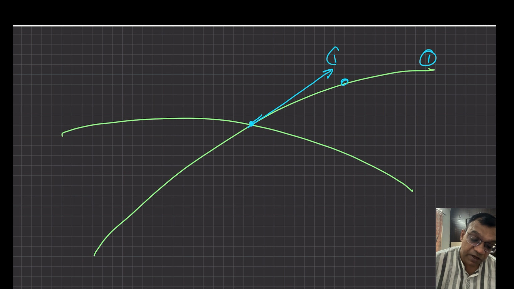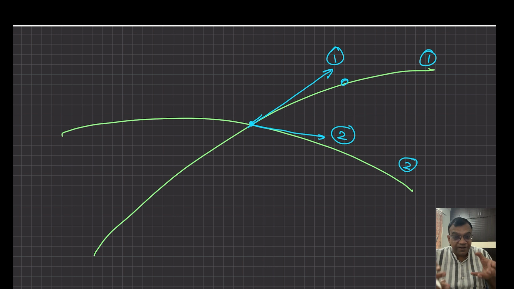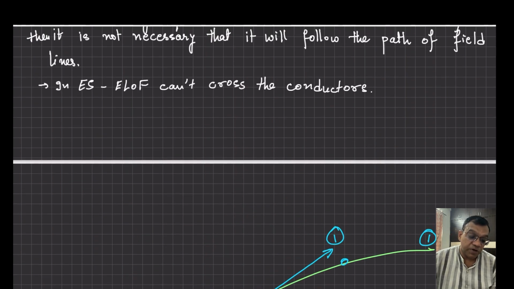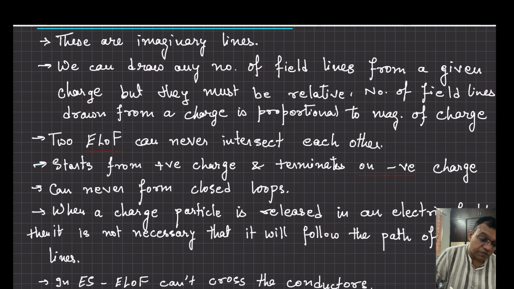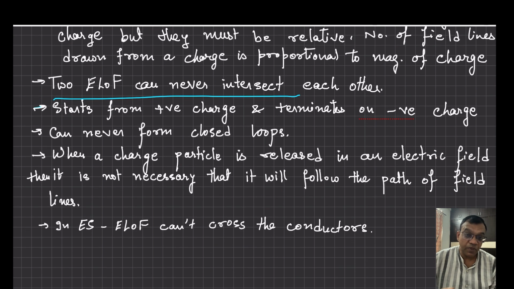Say I am marking it as 1. And line 2 will give you the direction of electric field this way, 2. Is it possible that at the same point there are two directions of electric field? Not possible. That's why, remember, two electric lines of forces can never intersect each other.